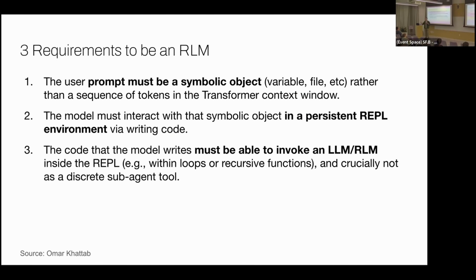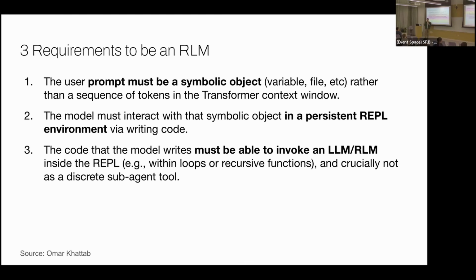By default, the important thing about an RLM, there's three important things. The first is that the prompt is actually saved to some kind of symbolic object. This could be a file, it could be a variable. The RLM needs to interact with the actual prompt itself without needing to see all of the tokens of that prompt in its context window.